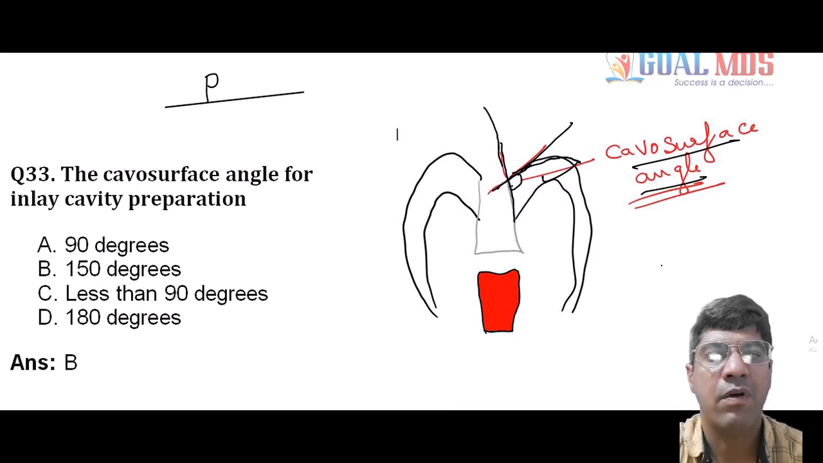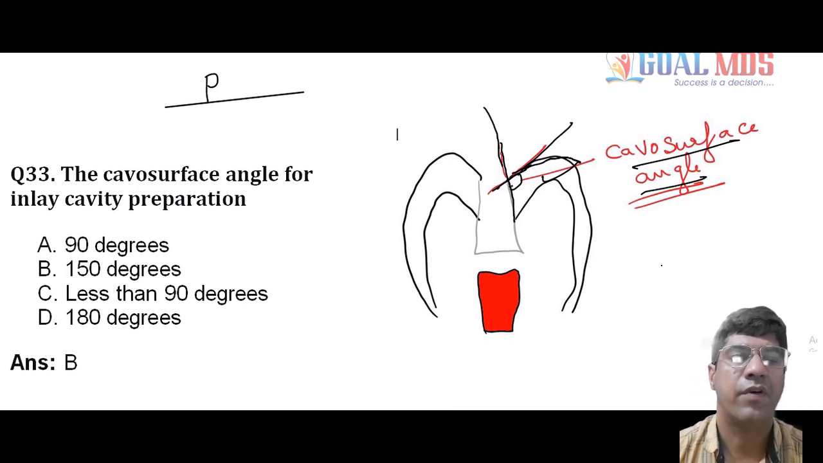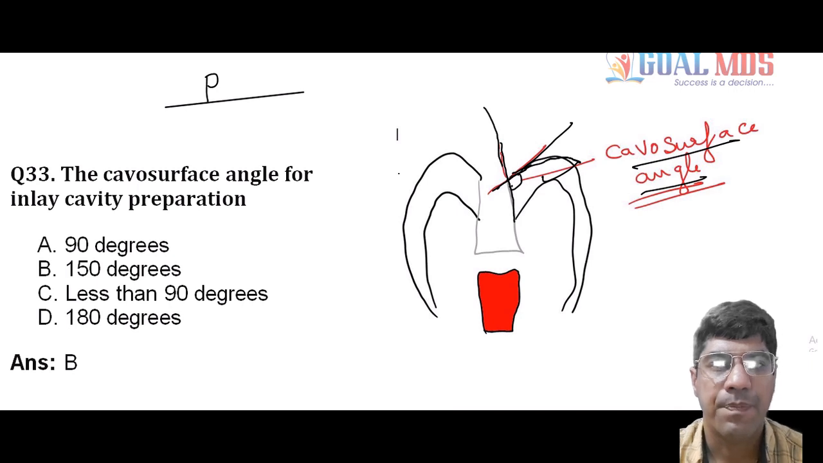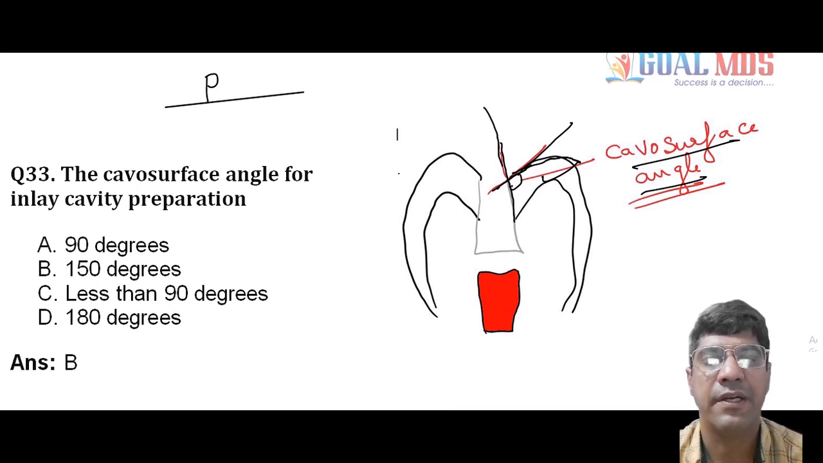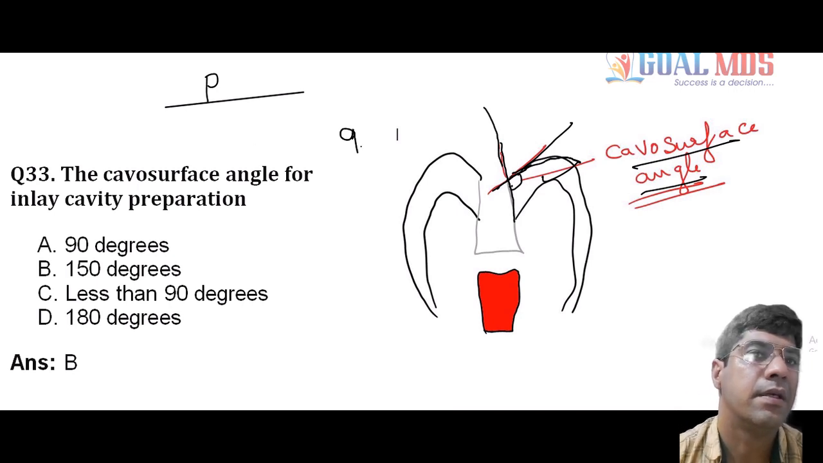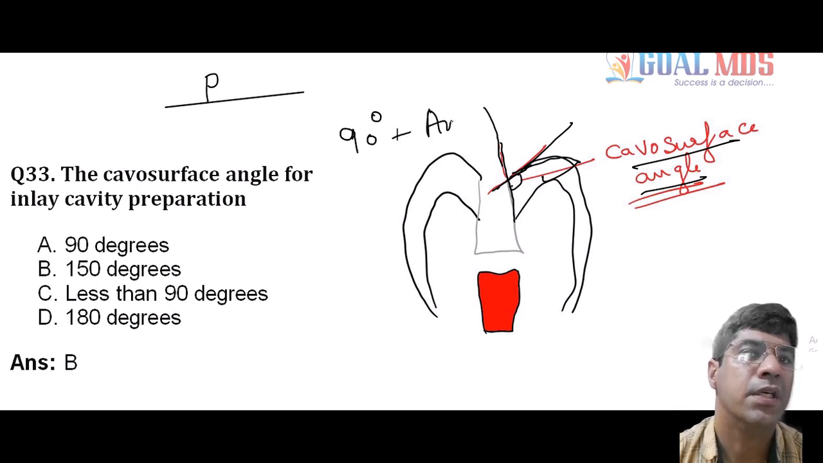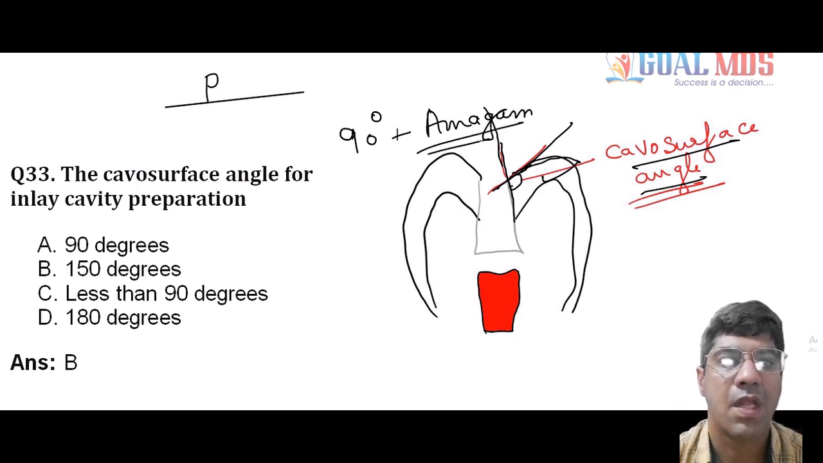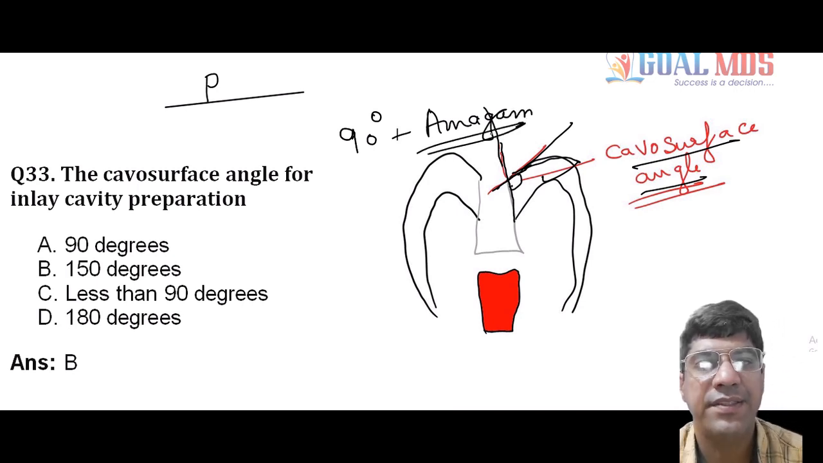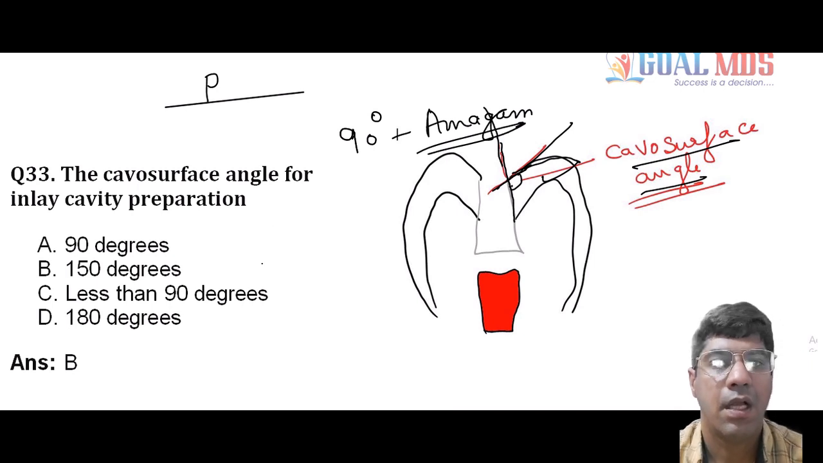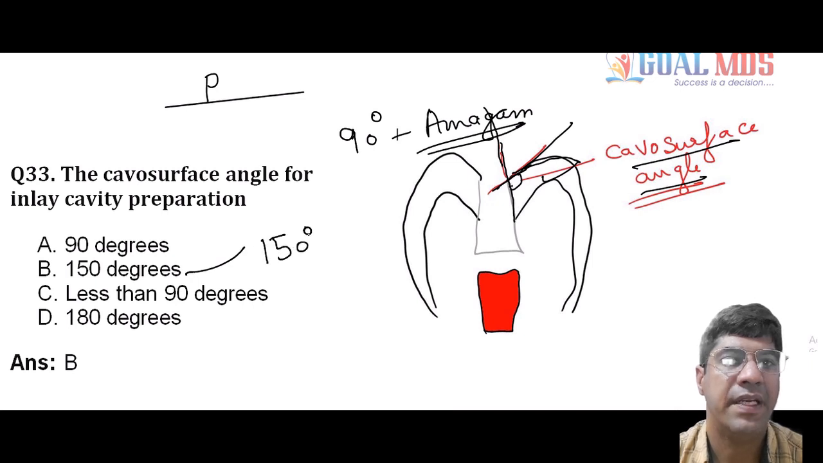Now what is this cabo? The question is, the cabo surface angle for the inlay cavity preparation is? Well, the cabo surface angle will depend upon the type of restorative material being used. When preparing a tooth for a composite or amalgam filling, the cabo surface angle typically is 90 degrees. That is for the amalgam. Whereas for gold inlays and onlays, the cabo surface angle is around 150 degrees.